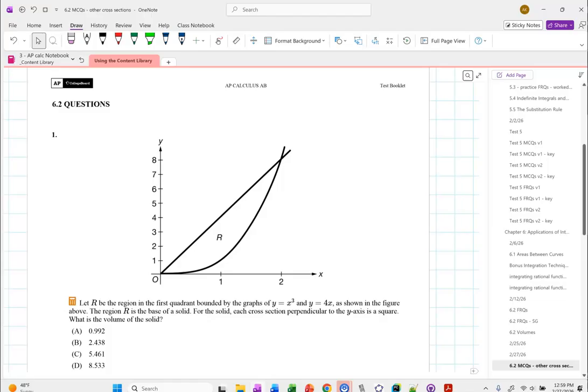So I have 4 examples here. We're just going to grind through these 4 examples, and I have a packet of AP practice problems for you guys to work on this exact topic, and that's going to be it.